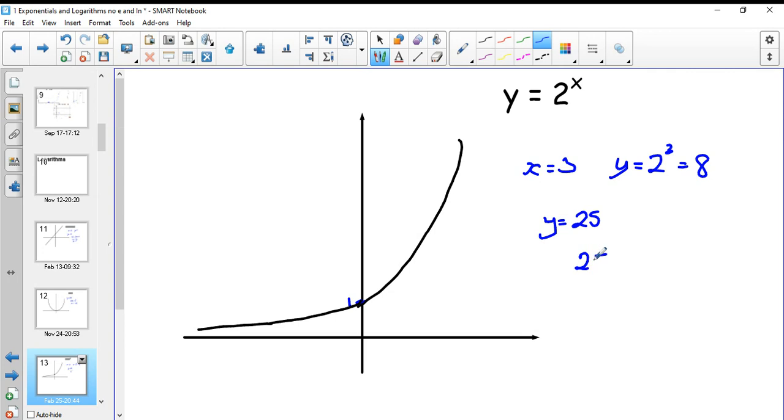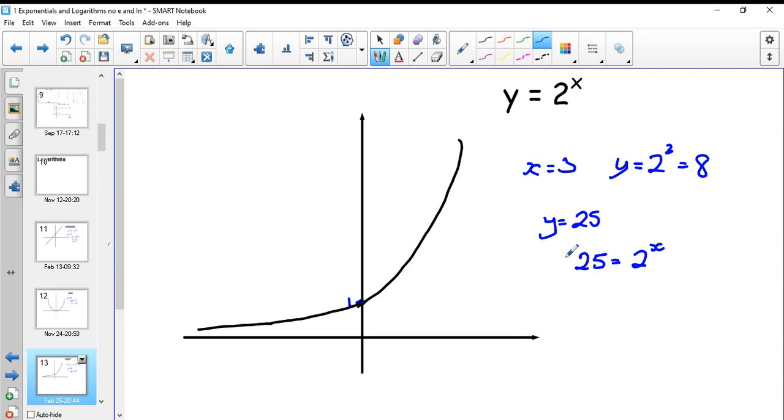Can we work out the x value in the same way? Well, 25 equals 2 to the power x. What we need to be able to do to work out x is to be able to do the inverse operation. Okay? And that's exactly what a logarithm is. A logarithm is an inverse operation.